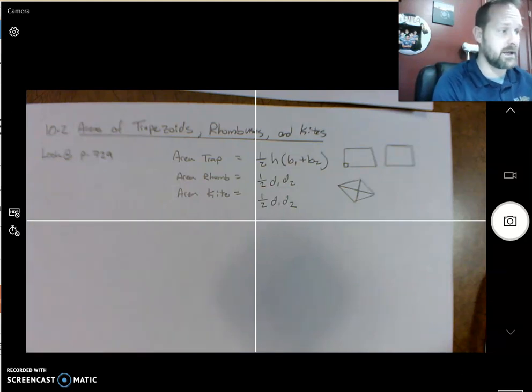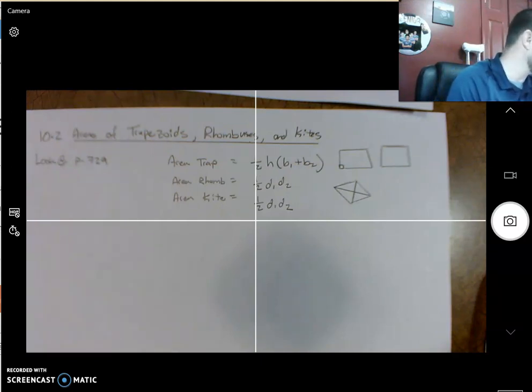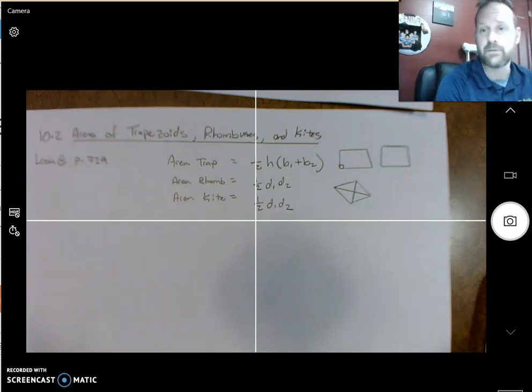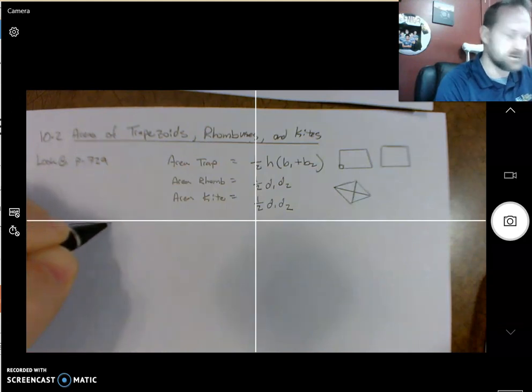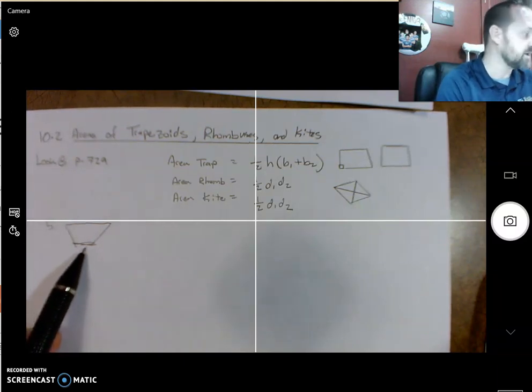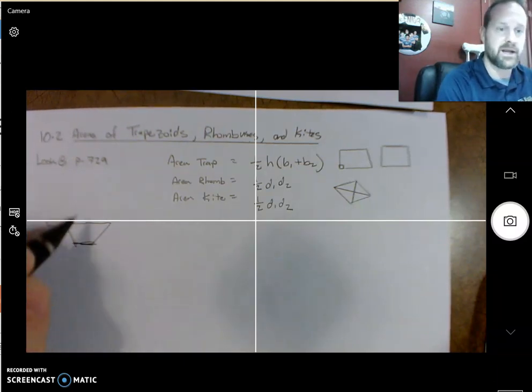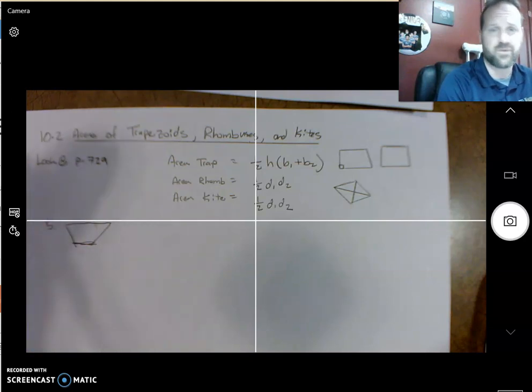Now I'm going to work through these real quick. Let's look at number 5 on page 733. You've got a trapezoid that's upside down relative to us. So number 5 looks like this. This one's pretty much straightforward plug and chug. It's got 4.8, 7.6, and a height of 5.